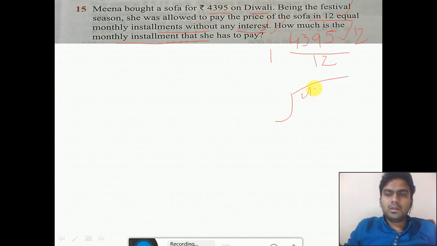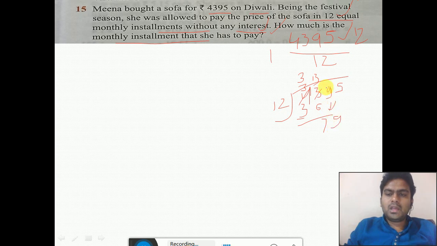So 4,395 is divided by 12. So 12 1s are 12, 12 3s are 36. Subtract. Now this number becomes 13 and this number becomes 3. So 13 minus 6 equals 7. Now bring down the next number 9.